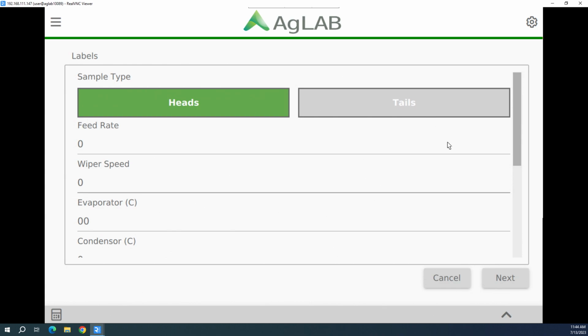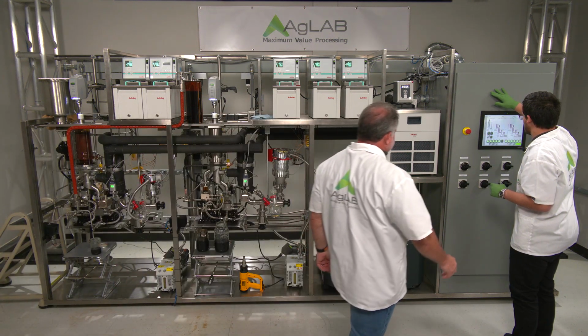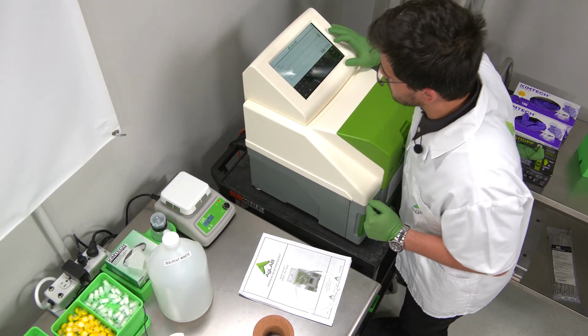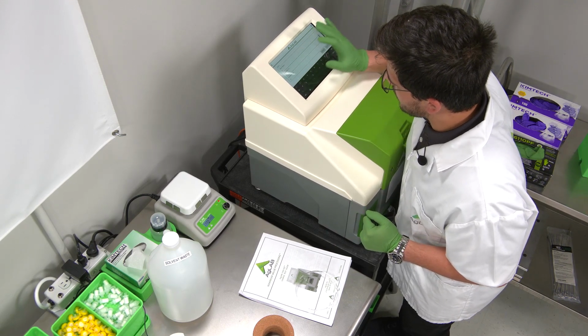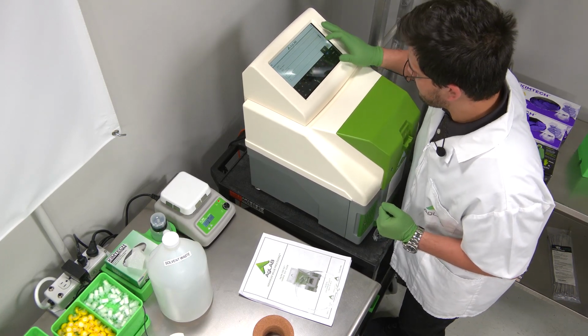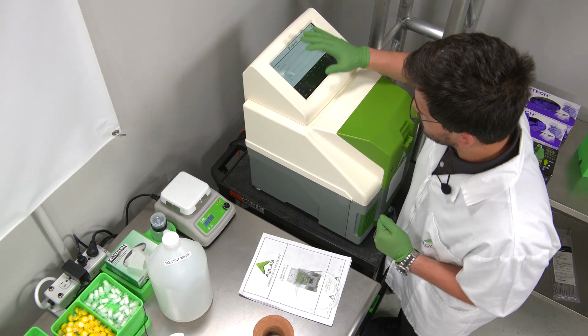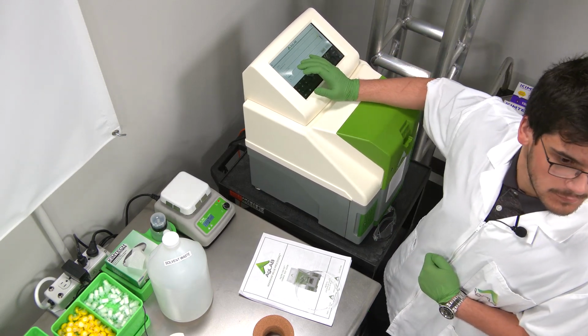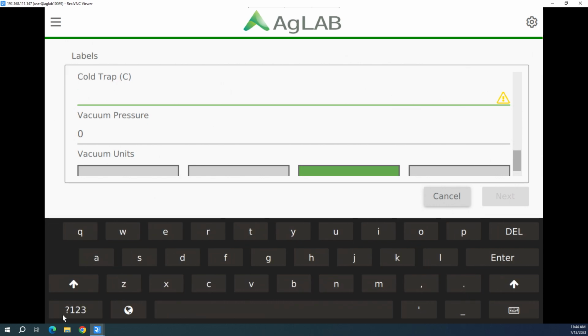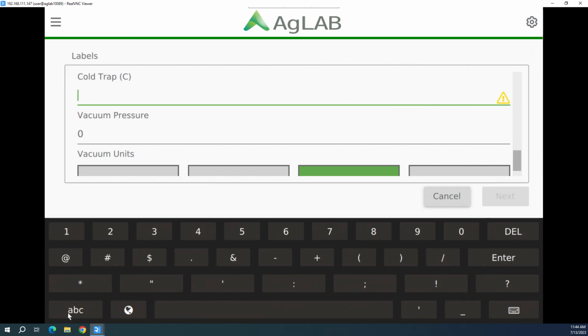Parameters. You want me to read them too? Yeah, that'd be easier. Feed rate is 15. Wiper speed is 200. Evaporator is 145 for this sample. Condenser is 30. Correct. Residue 120. Cold trap negative 24.6.